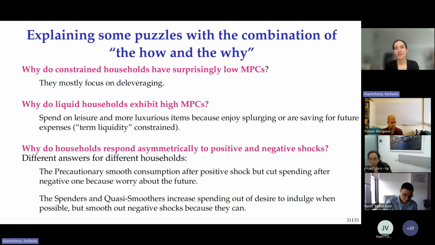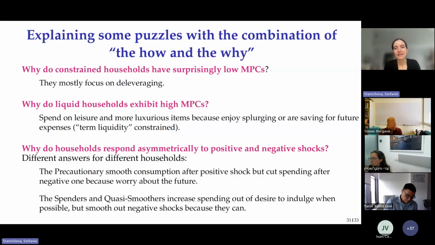They mostly focus on deleveraging. That might not be a law of nature, but in the current environment, these households are actually very, very heavily leveraged. And so their focus is on, whenever they can, deleverage rather than spend. So this is why you see so much of the action on the MPDs rather than on the MPCs. Another big puzzle out there is, on the flip side, why do liquid households have high MPCs? Don't they already have liquidity?